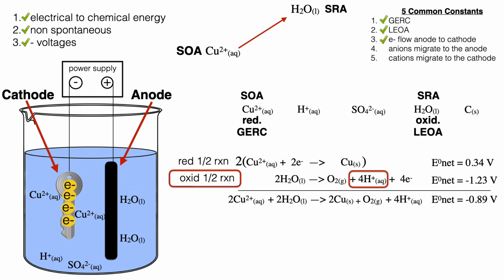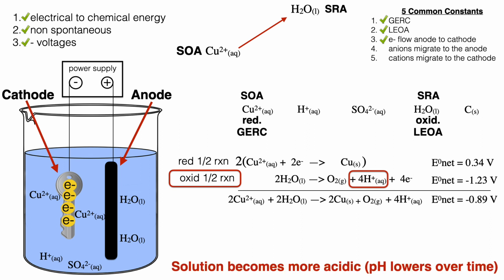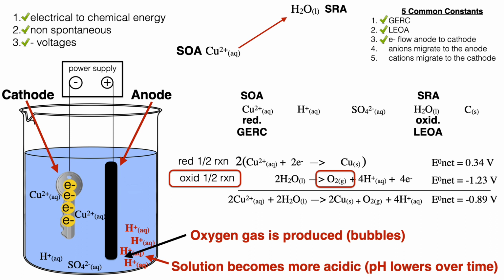We have made some acid at the anode. One of the products was H positive. So this solution will become more acidic. In other words, the pH will drop, right? We also made some oxygen. So little oxygen bubbles are going to get produced on this cathode.